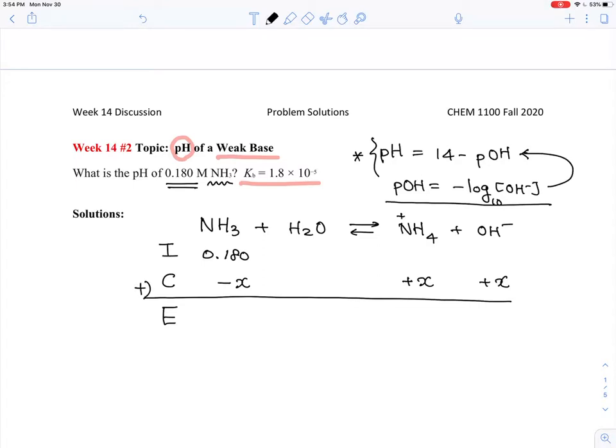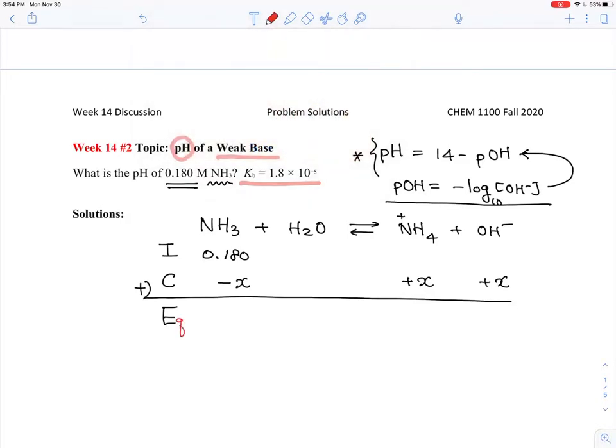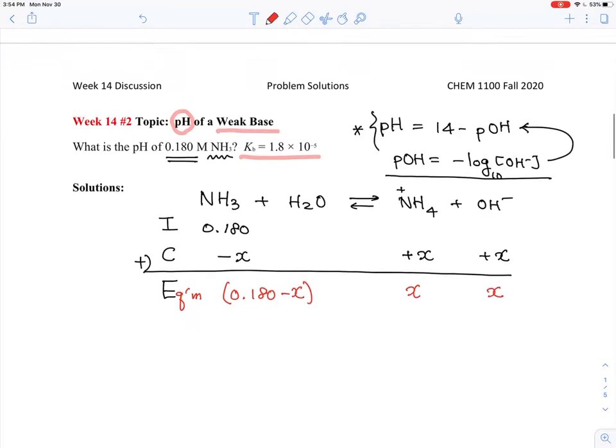And this is the equilibrium, right? So now I'm going to write it out a little bit more. This is the equilibrium, which is 0.180 minus X. That's the concentration for ammonia, and ammonium is X, and OH minus is X.